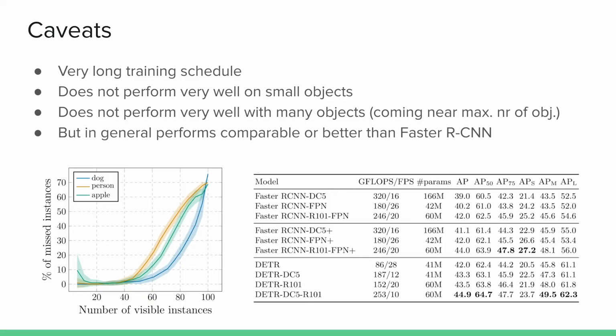Say if you have 1,000 objects in a single image, which you can easily have if you're working on music scores, for example. But in general, it performs at least as well as Faster R-CNN, and I think it's a really interesting take, another spin on object detection, but now with transformers. Here you can also see in this left figure that the percentage of missed instances goes up the more instances you have. So it really works best if you have a low number of objects in your image.